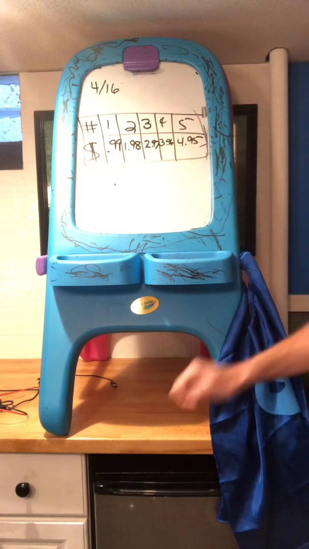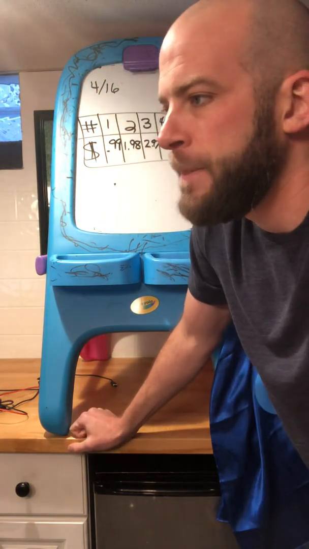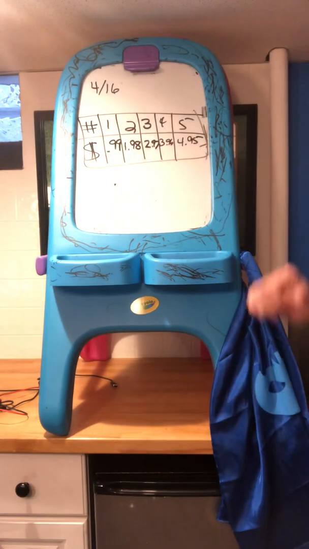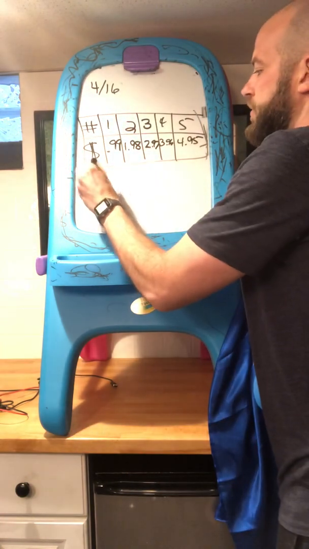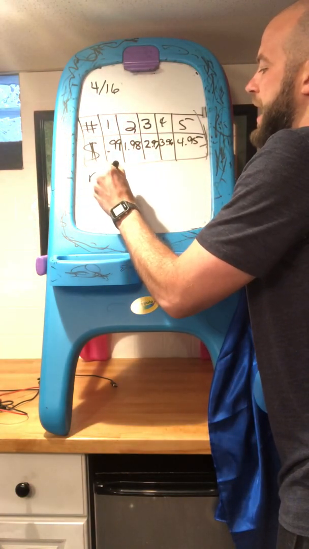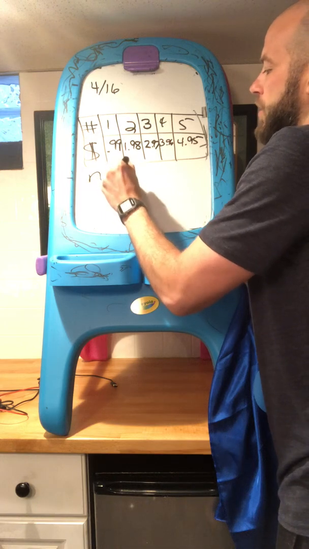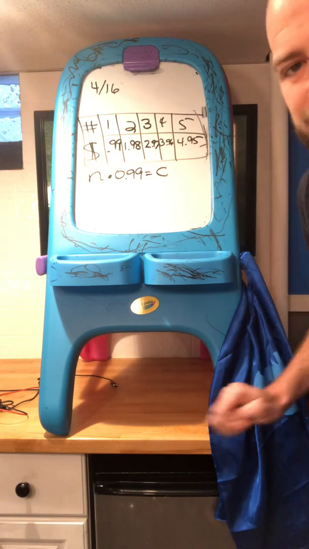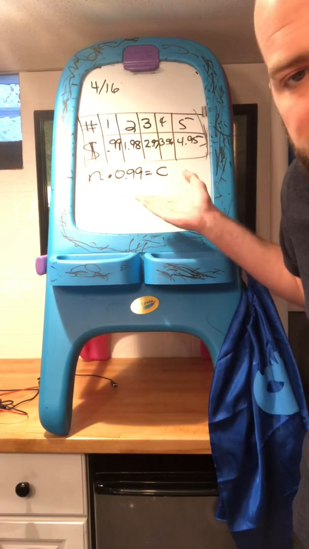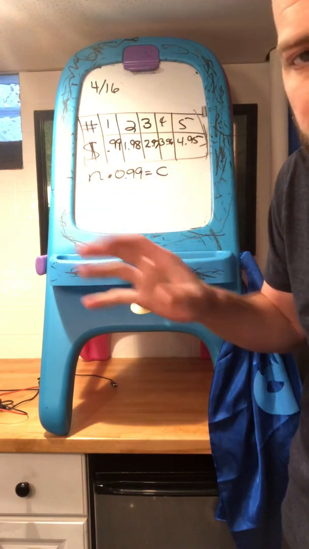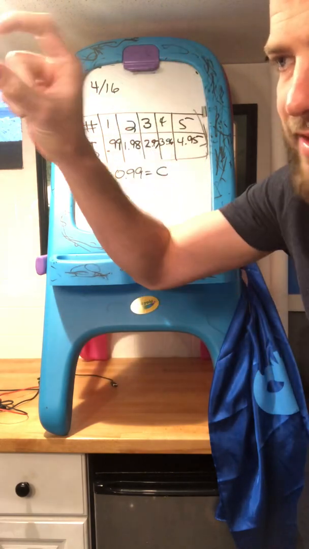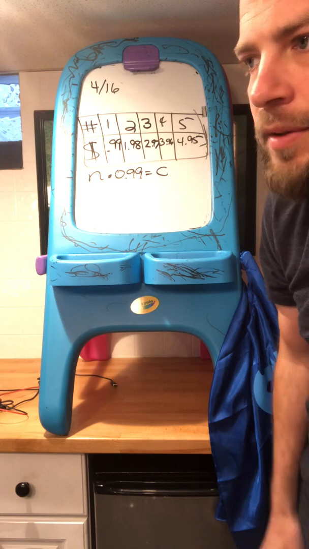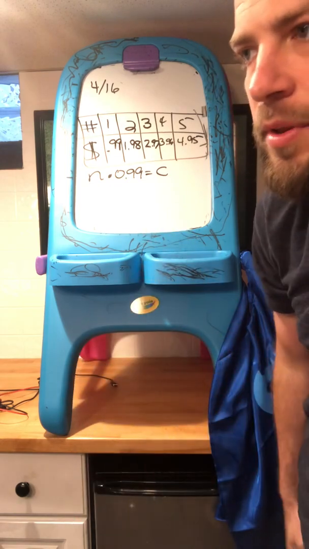And then the question says, what is the relationship between the number of songs and the cost? So here you would say number of songs times 0.99 equals cost. Now, I'm not expecting to see exactly that, but as long as you understand that that's the relationship. The top number multiplied by 99 hundredths is equal to the bottom number.